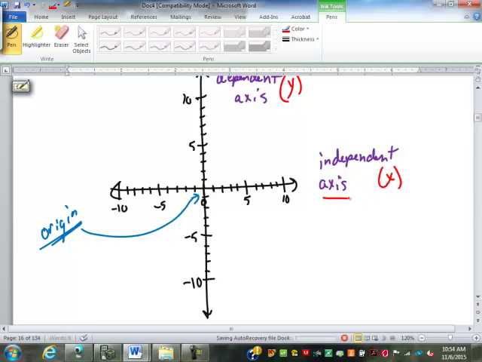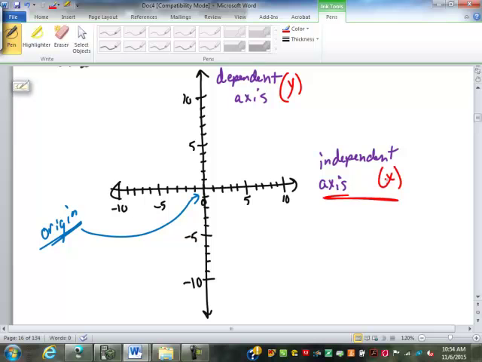Independent for the horizontal axis just means we can pick whatever value we want for that. Dependent for the vertical axis means that once we have the value for the independent side, the dependent value is determined. It must be a certain value. So its value depends on the value of the other variable.